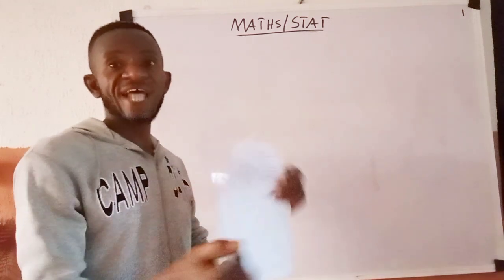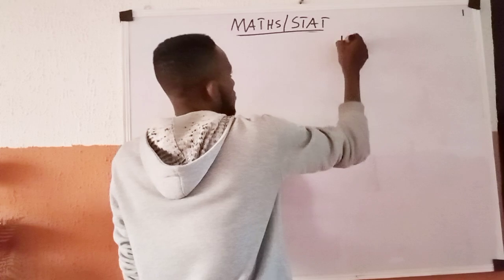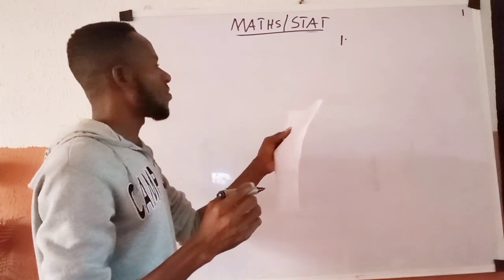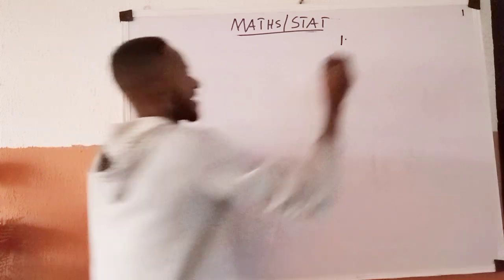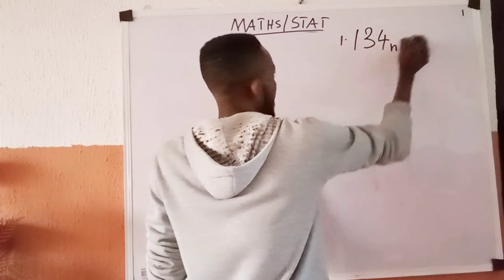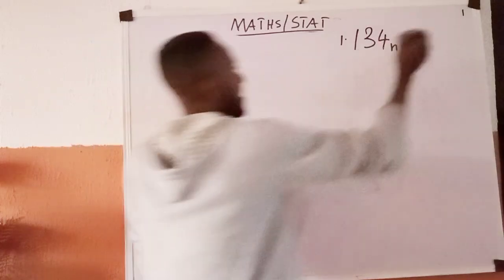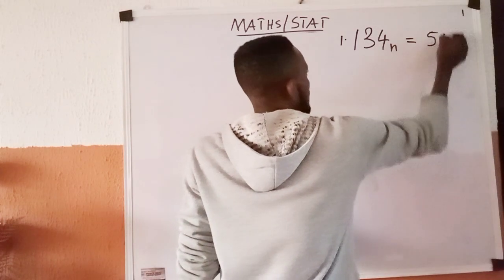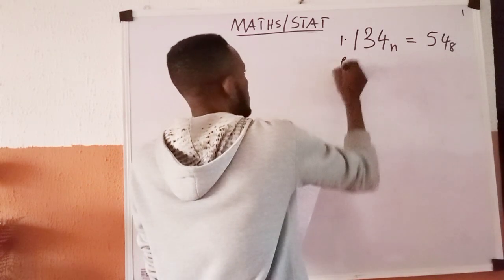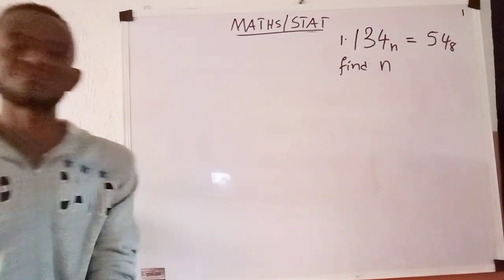The first question says, let me call it number 1. That number 1 says, if 134 base n equals 54 base 8, find n. That is the question.